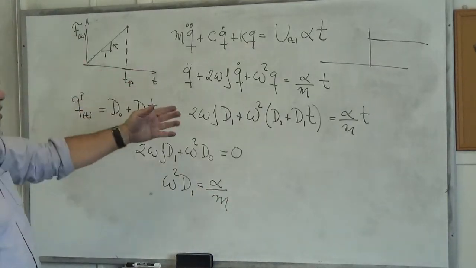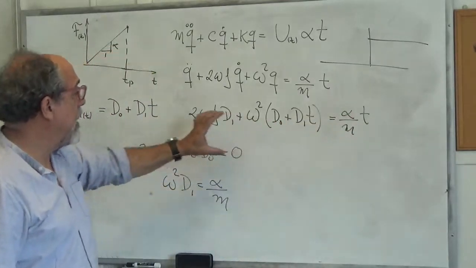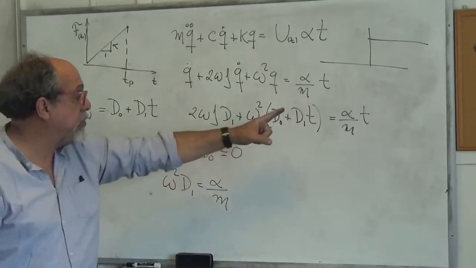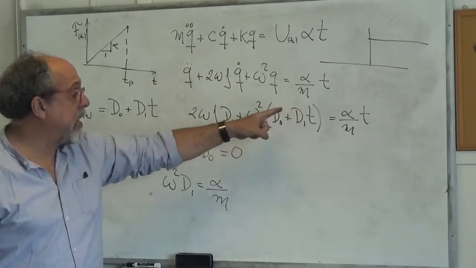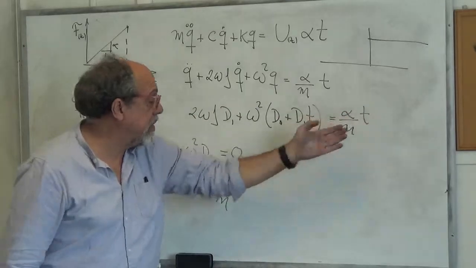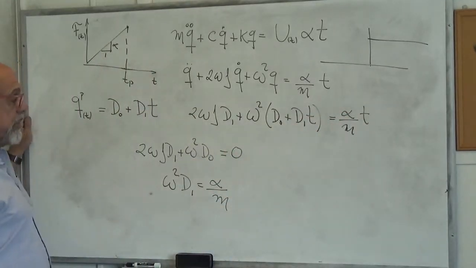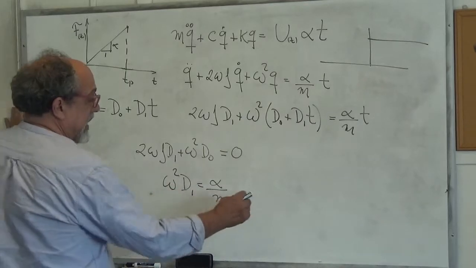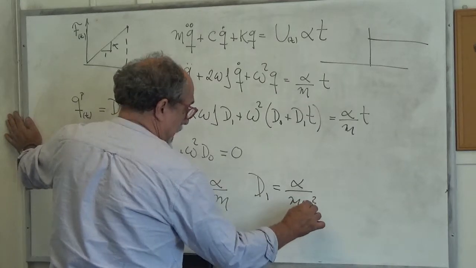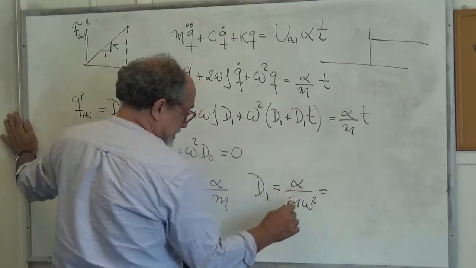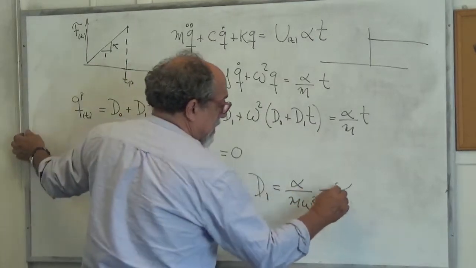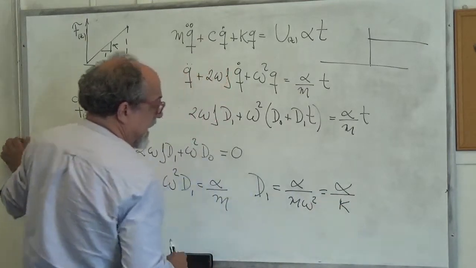Why is that? Because of course the right-hand side here is a linear function of time, so the coefficient of the time on this side is omega squared d1, so I have to equate it to alpha over m. And the part here that is constant, 2 omega psi d1 plus omega squared d0, there is no constant on this side, so I make it equal to 0, right? So from here we have that d1 is equal to alpha over m omega squared, and we realize that since omega squared is k over m, then this is simply alpha over k, where the m's cancel out.